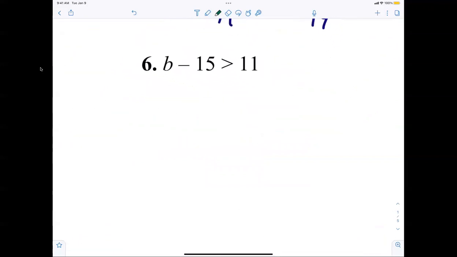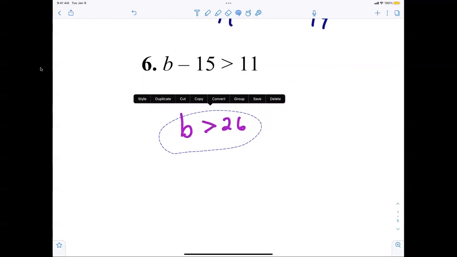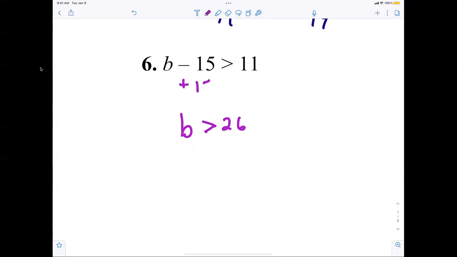Take 30 seconds, try number 6. We're gonna let Noah tell me what to do here. 26 is greater than B. Well, tell me what to do first. So add 15. So now what's left on the left side? On the left side is B. Then what inequality sign? Greater than what? 26. So Noah is okay saying B is greater than 26 because he knew we were just adding 15.